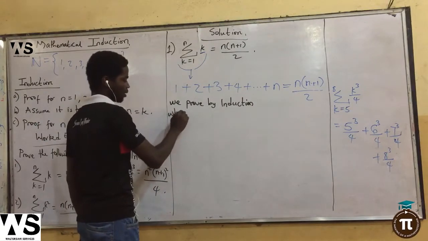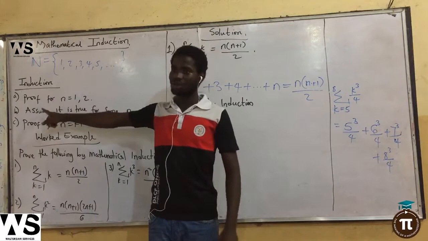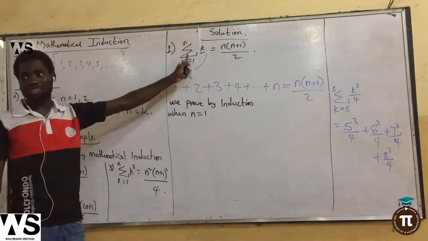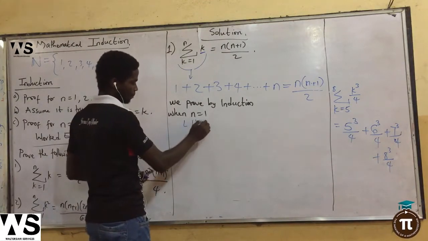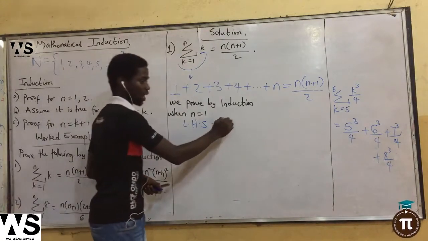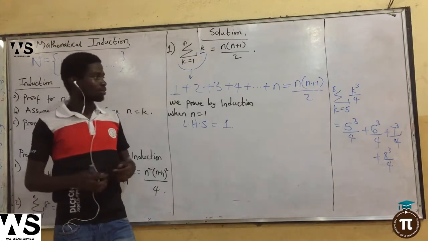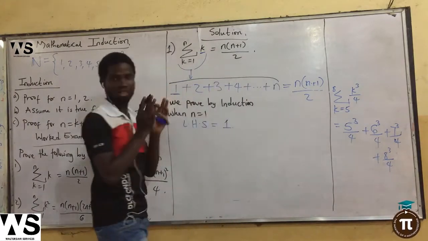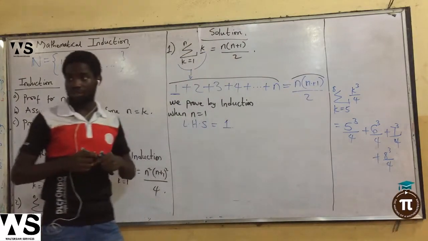When n is 1, you see that? I'm already doing the first case. When n is 1, it means summation of k starting from 1 to 1. It means start at 1, end at 1. So what do you have at the left hand side? You only have this one. Left hand side is 1. This is the left hand side of the equation. This is the right hand side of the equation.